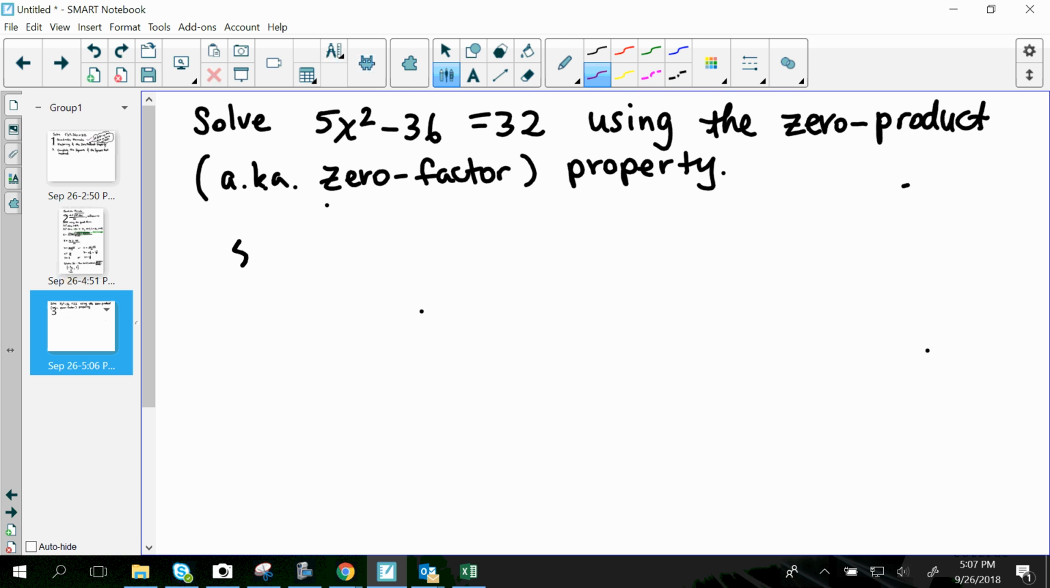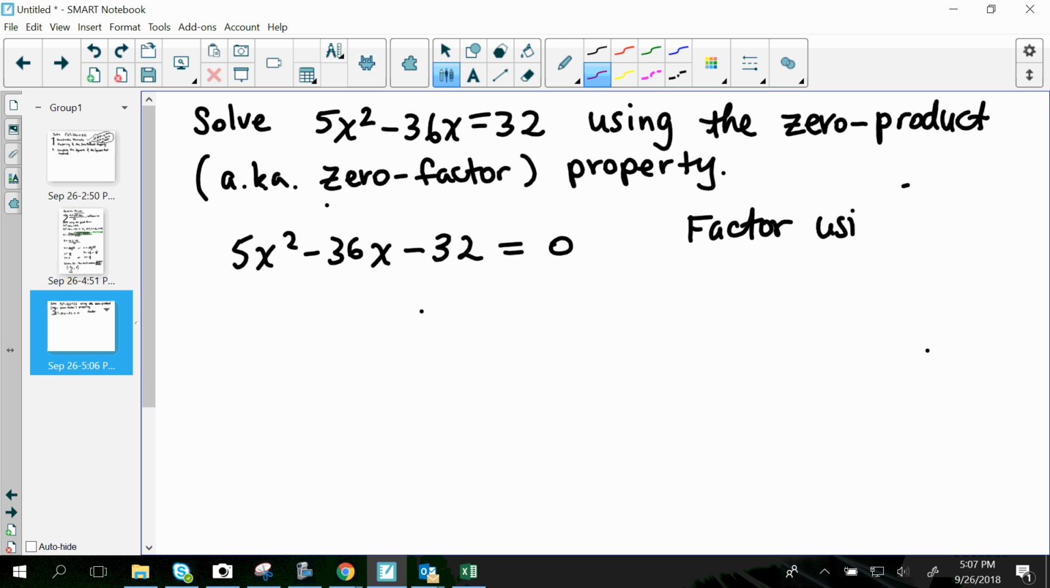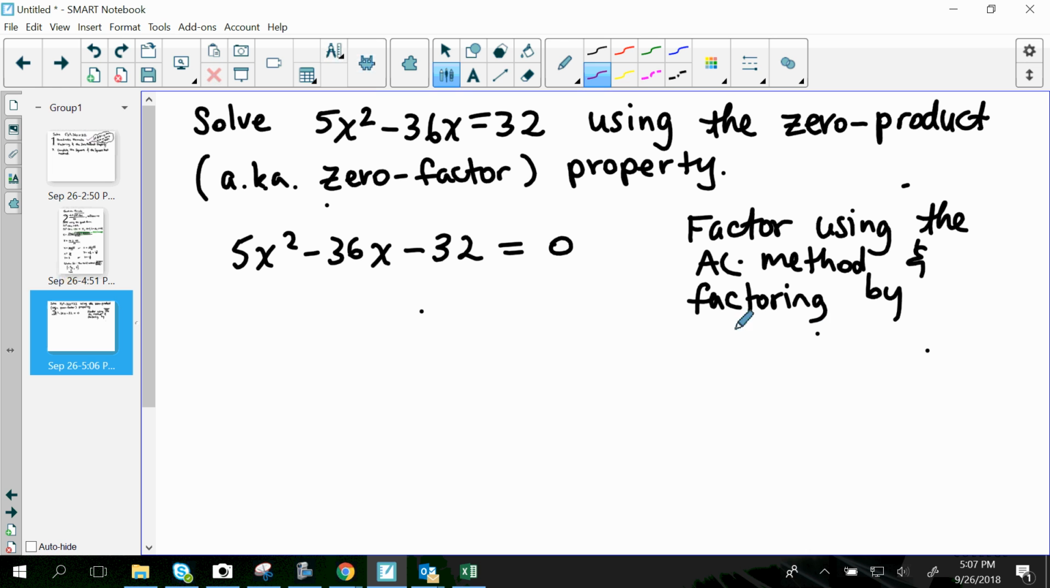So what we'll do is start by setting it equal to 0. This is supposed to be an x here, x. Subtract 32 from each side to set it equal to 0. And then factor. We're going to factor using the AC method and factoring by grouping.